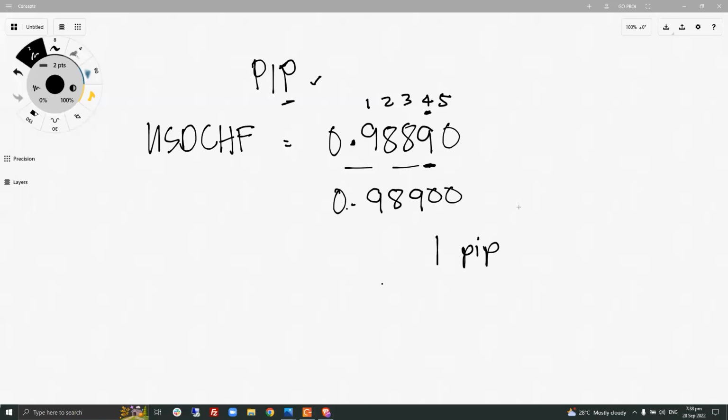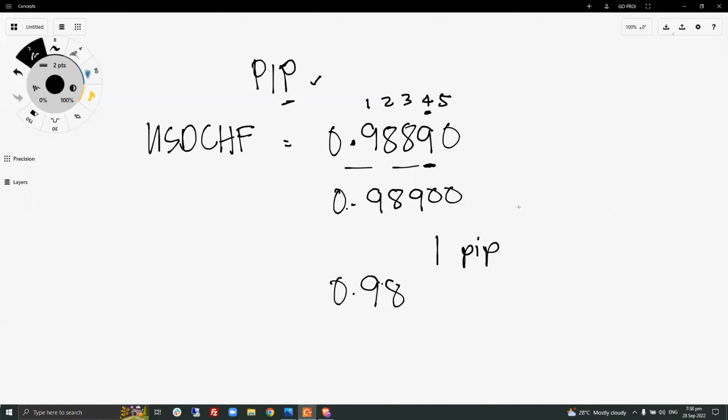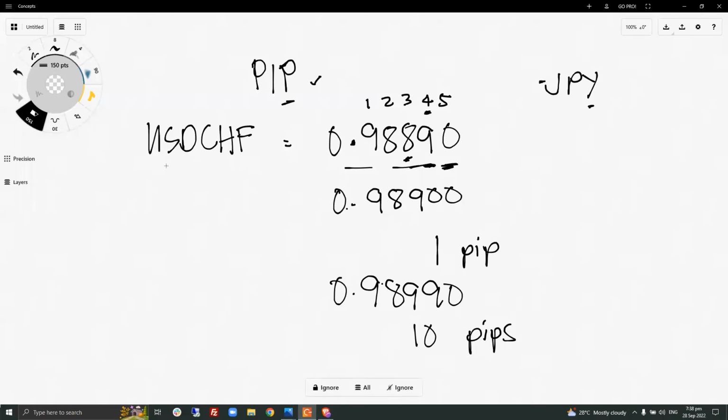Kapag let's say nag-move naman siya to 0.98990, so ang movement niya is here. So nag-move siya ng 10 kasi from 89 to 99, so that's considered 10 pips. So ganun lang siya. Most of the currency pairs naman has 5 decimal places except for currencies na nag-end sa JPY. So kung ang pair ends with JPY, 3 decimal places lang siya. Pwede naman tayong kumuha ng example for JPY.